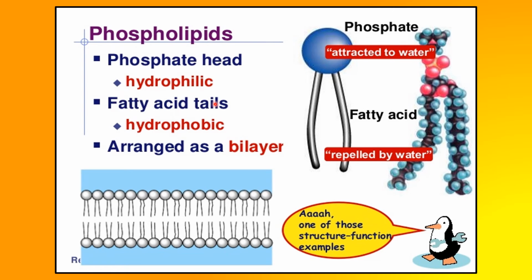Okay, so here we have the phospholipid with its phosphate head, which is hydrophilic. It's attracted to water. It loves water. And the fatty acid tails down here are hydrophobic. They are repelled by water. They don't like water, so they stay away from water. And so if you take a bunch and you throw them in water, they form these little micelles, these little balls with the hydrophobic tails tucked inside. When it comes to cell membranes is where we're going with this.